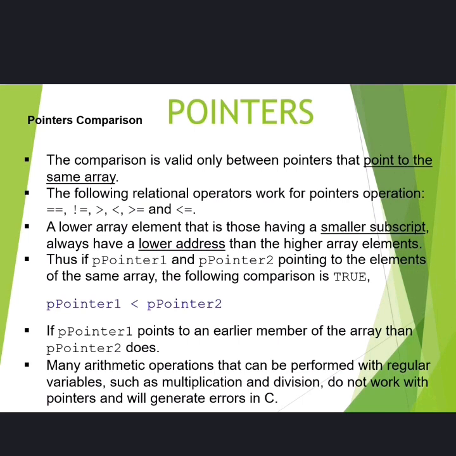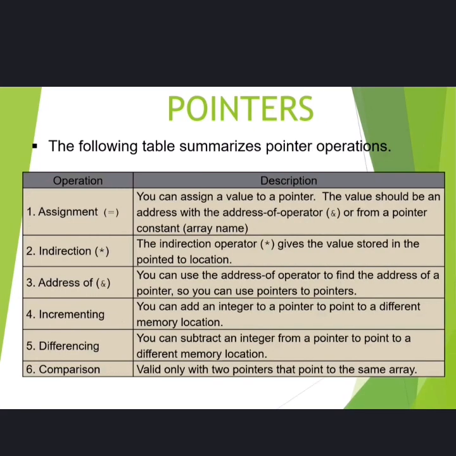Many arithmetic operations that can be performed with regular variables, such as multiplication and division, do not work with pointers and will generate errors in C. The following table summarizes pointer operations. Here are the operations and description. First, assignment operator. You can assign a value to a pointer. The value should be an address, with the address of operator or from a pointer constant.